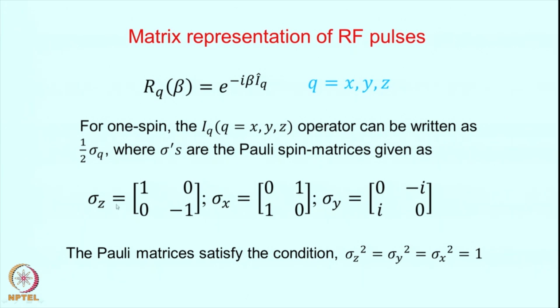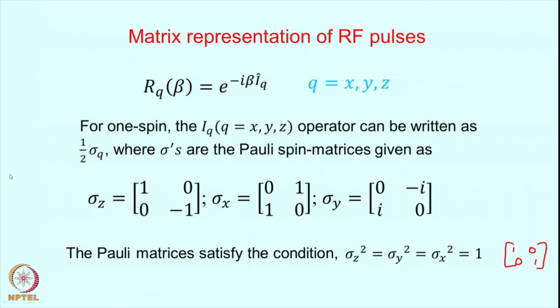Now we take away the half, you have these matrices (1 0; 0 minus 1), and this is represented as sigma z, and likewise sigma x is given as (0 1; 1 0), sigma y is given as (0 minus i; i 0). These are called spin matrices. For a single spin half, these are called Pauli spin matrices. You can easily verify that the Pauli matrices satisfy this condition: sigma z squared is equal to sigma y squared is equal to sigma x squared is equal to 1. But one notice here, this 1 is a unit matrix. It is not just the number 1. This is the unit matrix (1 0; 0 1).